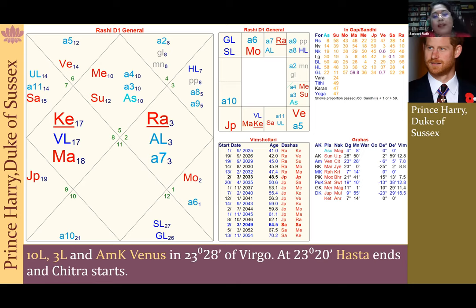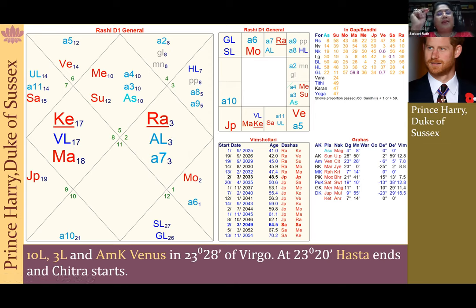And he was born in about 23, 28 of Chitra, of this nakshatra. All right. So if I'm not mistaken, he's in Chitra nakshatra. So just about 8 minutes was the border where he was born. Chitra nakshatra. Once again, we are talking about the arts and this kind of thing. And who is Venus for him? Venus, again, is 10th Lord and 3rd Lord. And Venus is also the Amartya Karaka.